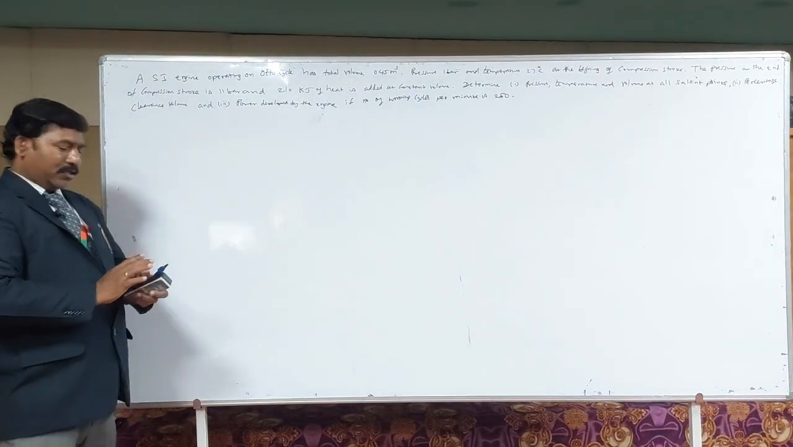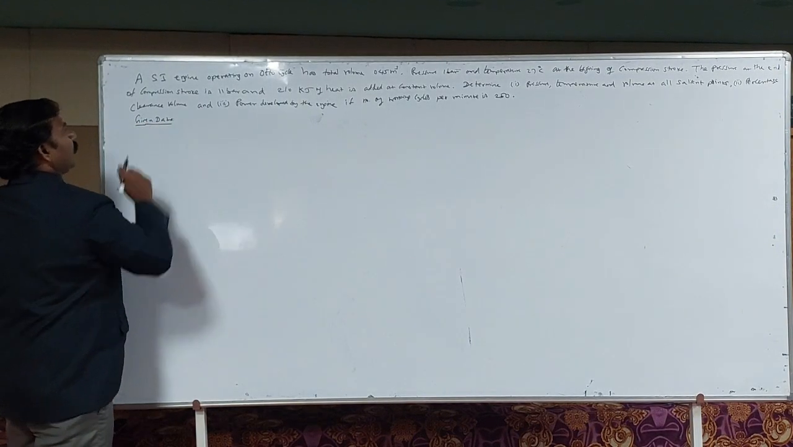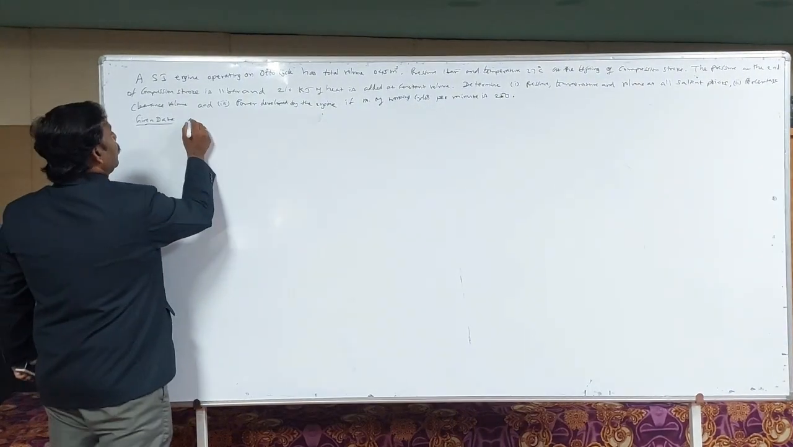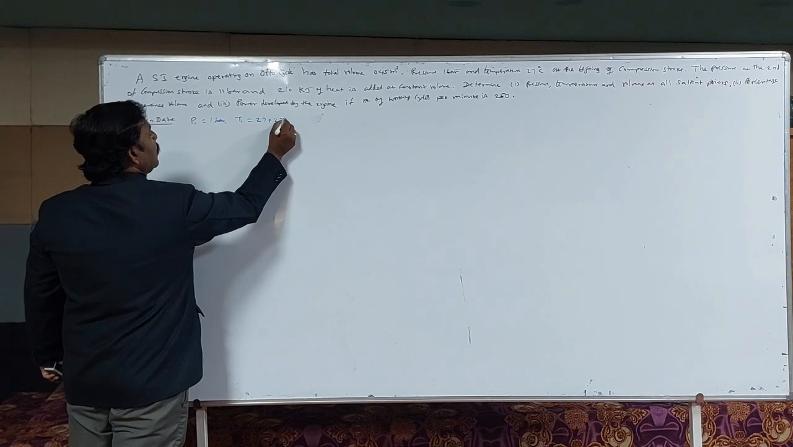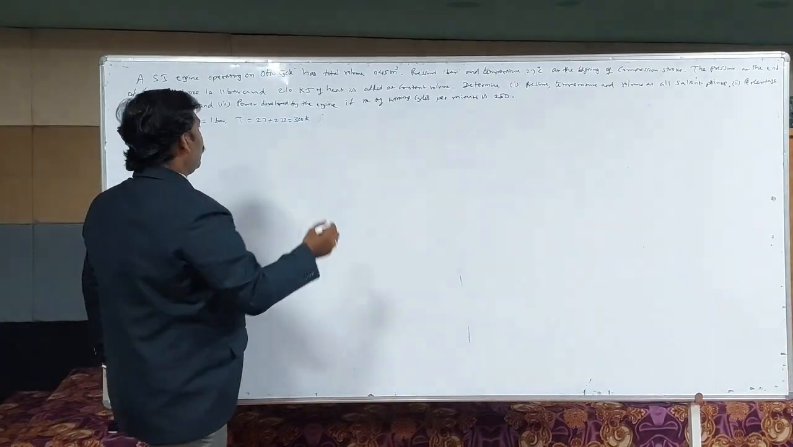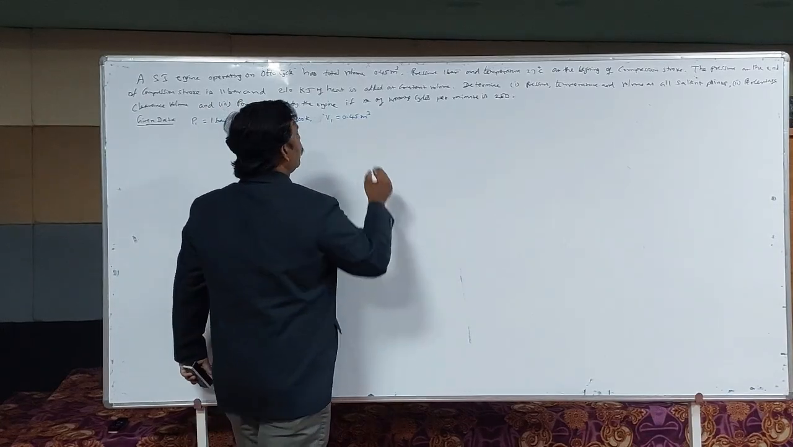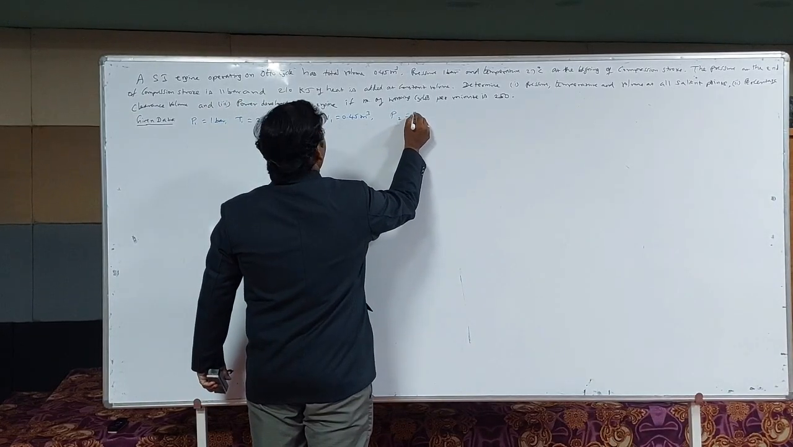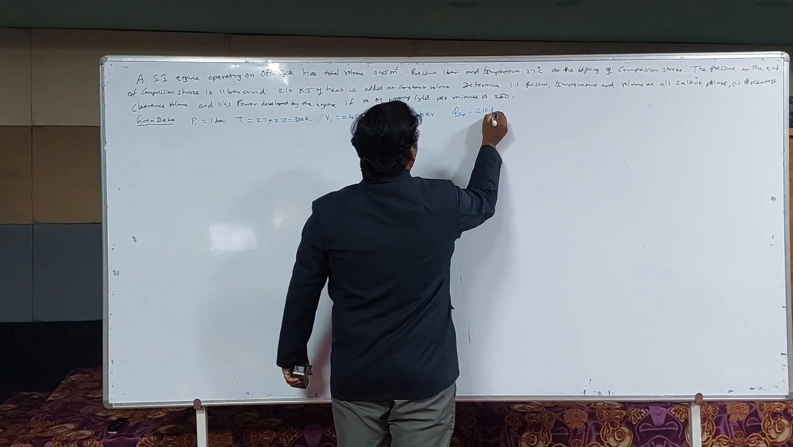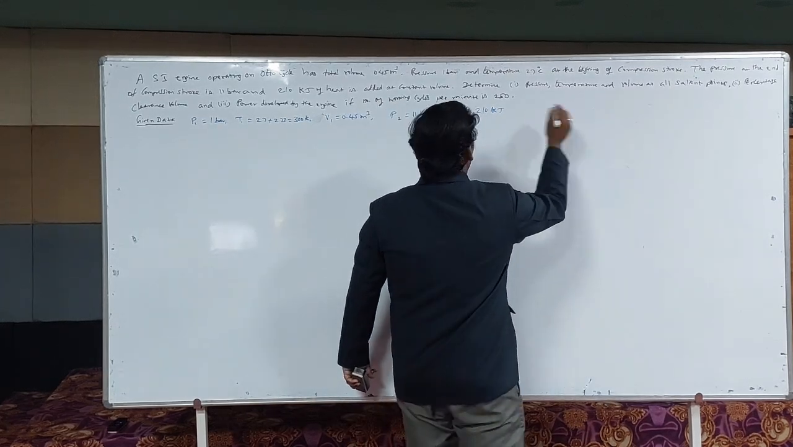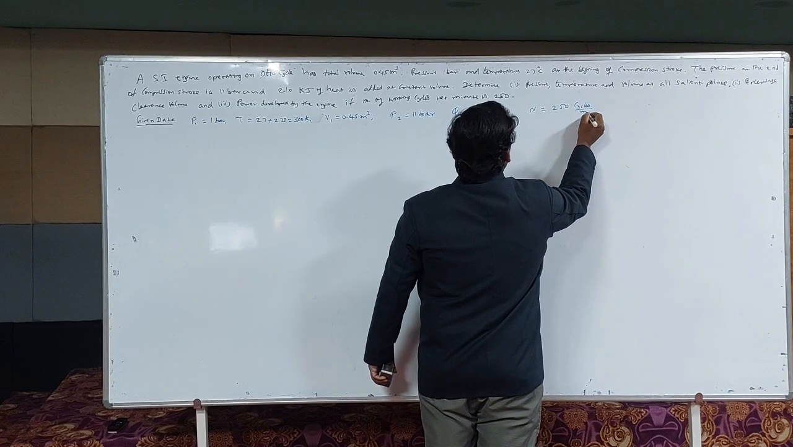Now we will write the given data. The given data are: P1 is equal to 1 bar, T1 is equal to 37 plus 273, 300 Kelvin, and V1 is equal to 0.45 meter cube, P2 is equal to 11 bar, heat supplied is equal to 210 kilojoule, and number of working cycles is equal to 250 cycles per minute.